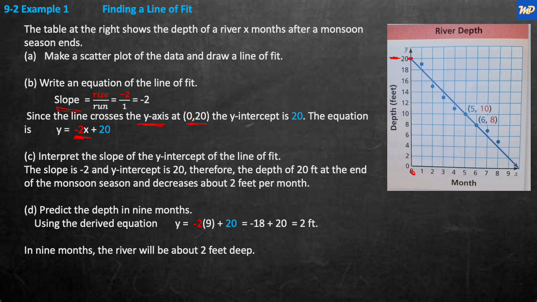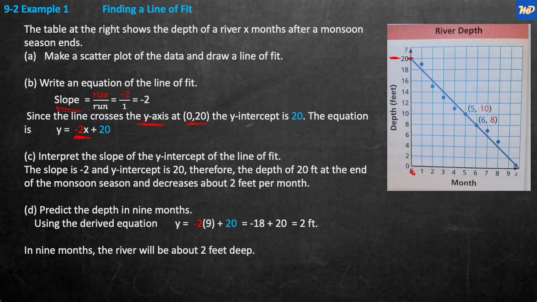So C, interpret the slope and the y-intercept of the line of fit. The slope is -2 and the y-intercept is 20. Therefore, the depth is 20 feet at the end of the monsoon season, and it decreases 2 feet per month. So in 10 months, it's decreased 20 feet. Every month, it decreases 2. Okay. Predict the depth in 9 months.